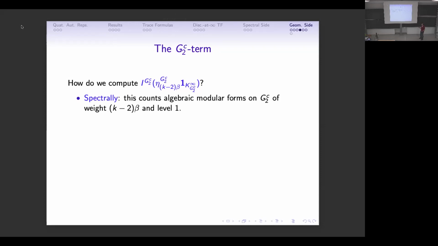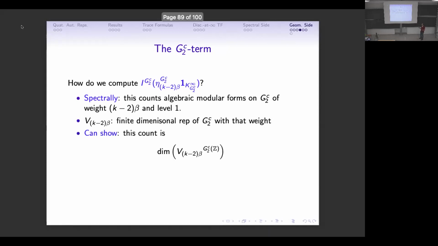Spectrally, what this is doing is counting algebraic modular forms on G2 compact of weight k minus 2 times beta on level 1. Again, you write V_{k-2β} as the finite dimensional representation with that weight, and we can show that this is just the dimension of the fixed vectors in here. And for this dimension, there's that formula to compute it explicitly. There's also a table on Gaetan's website that does this up to 50, and there's some computer code you can plug this into. So there's a table, and you just know what this number is.